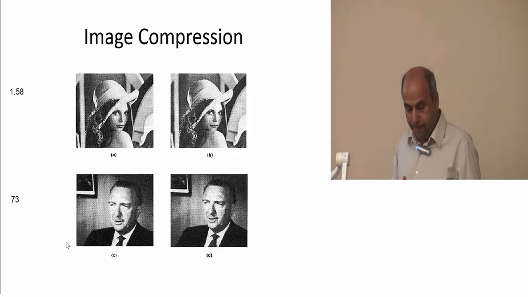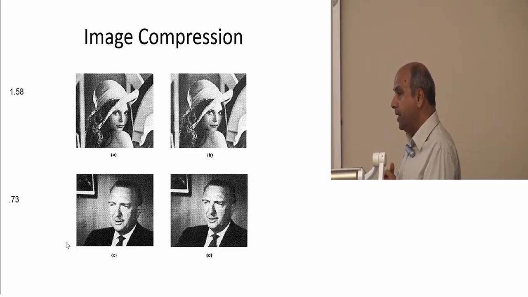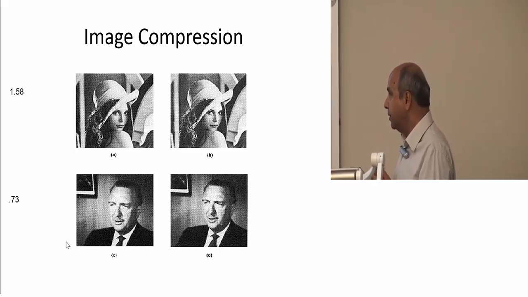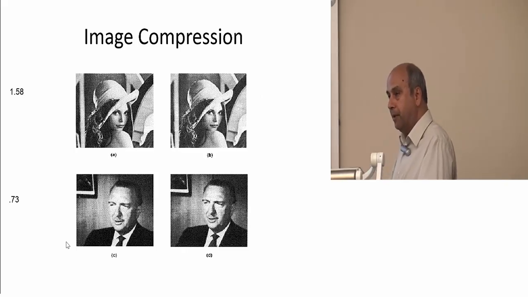And then this is an example. The one on the left is the original image. The one on the right is the compressed image. It's very difficult to distinguish. For the top one, we can do 1.58 bits per pixel, which is very good, instead of 7.7. For this one, we can even do 0.73 using the Laplacian pyramid. So that is a very nice application of the Laplacian pyramid.